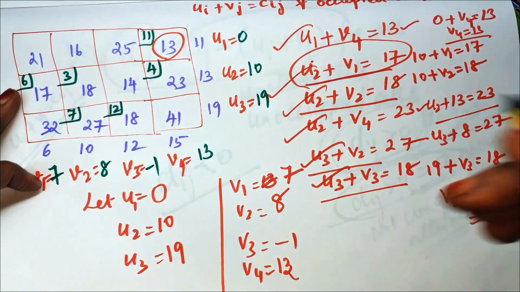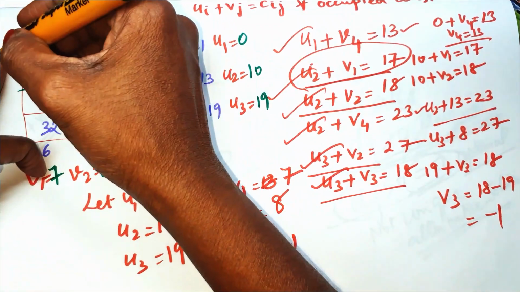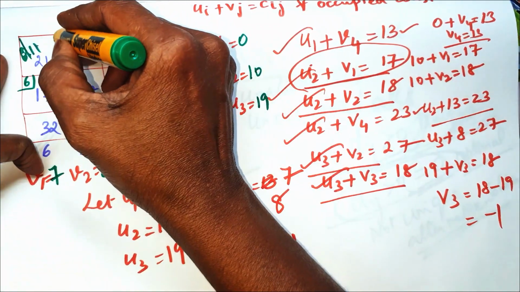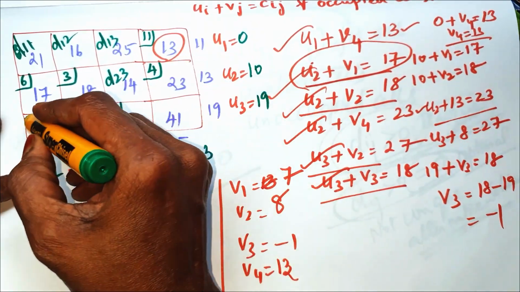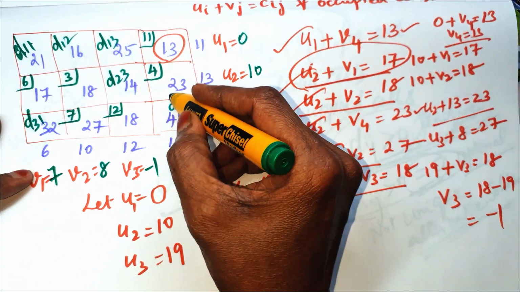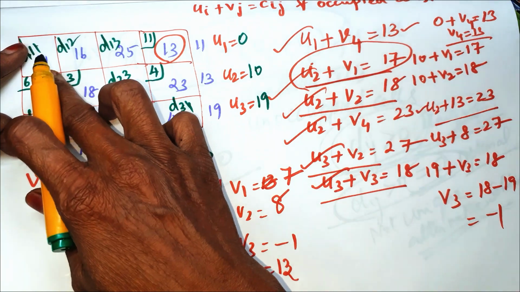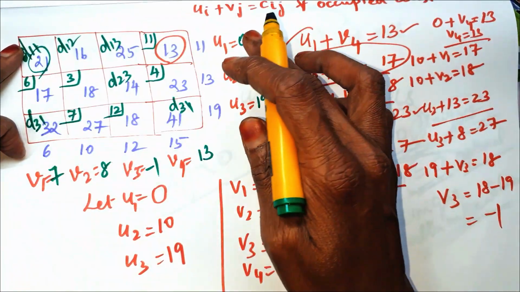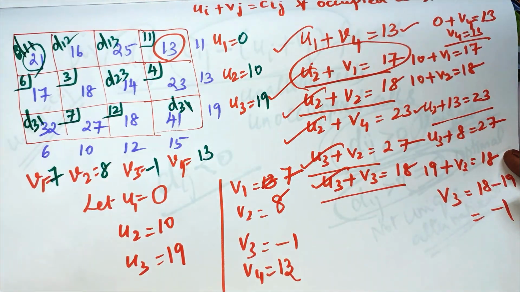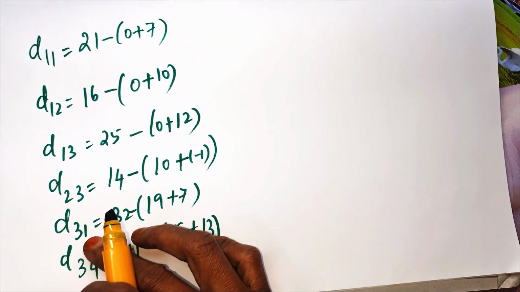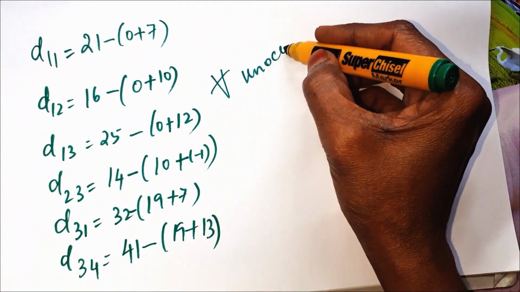So what are the unoccupied cells we have? Here we have to calculate D11, D12, D13, then D23, D31 and D34. All these we have to calculate. For example, for D11 the cost is 21, so 21 minus (0 plus 6). Like that we have to write all the equations. These are the dij values which we are going to calculate for all unoccupied cells.